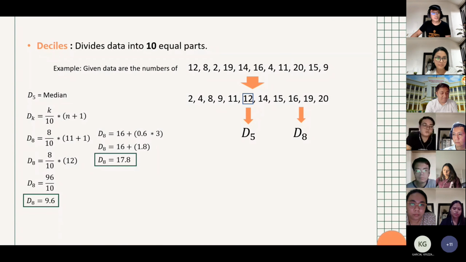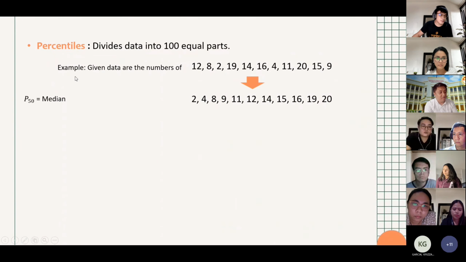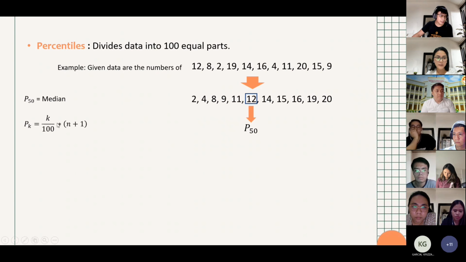Salamat. So now let's proceed to the percentiles naman. So we're gonna use the same example pa rin para hindi tayo malito. So dito naman sa percentiles, ang ating median is ang 50th percentile. Okay? So this is gonna be our 50th percentile, 12 pa rin. So ang ating denominator naman is 100 instead of 10 tsaka 4 because we're going to divide the data into 100 equal parts, sorry.